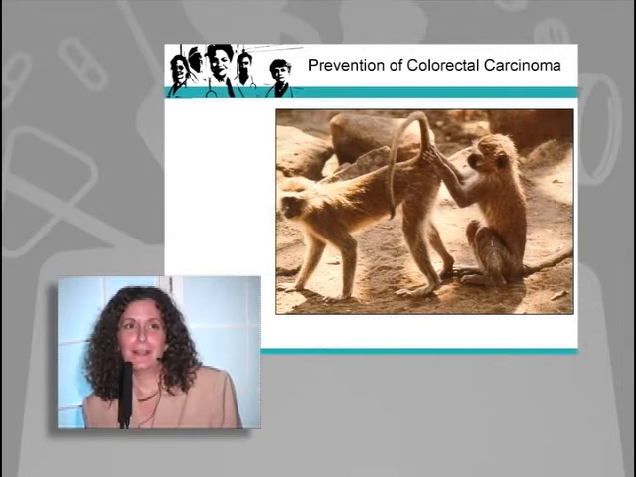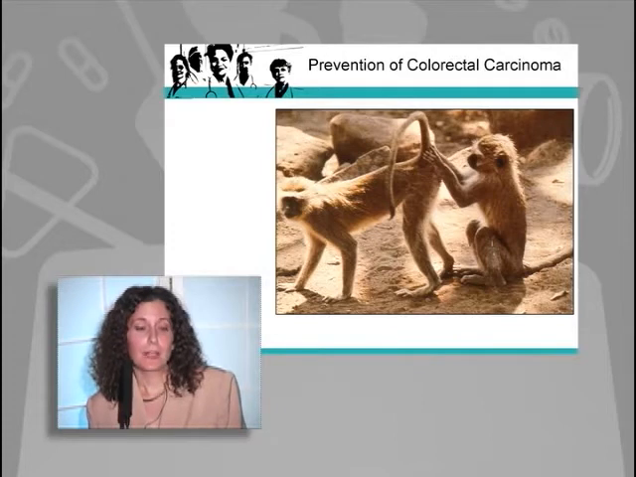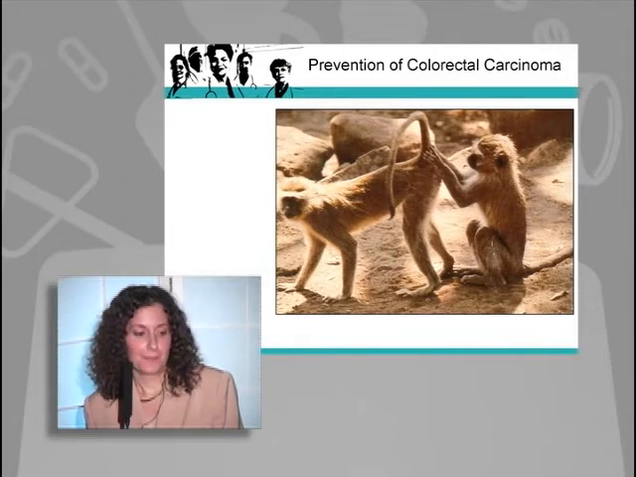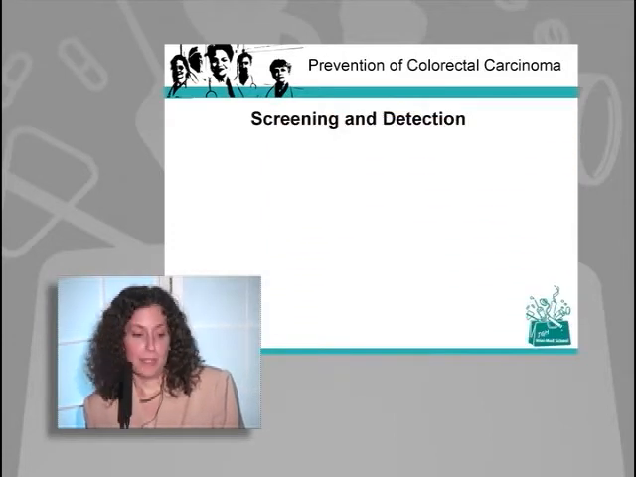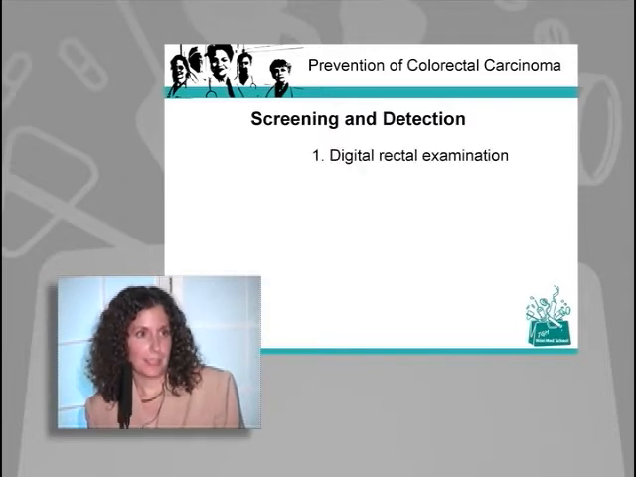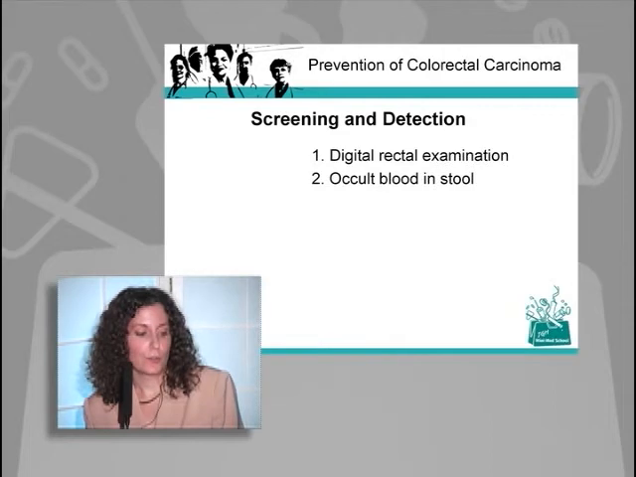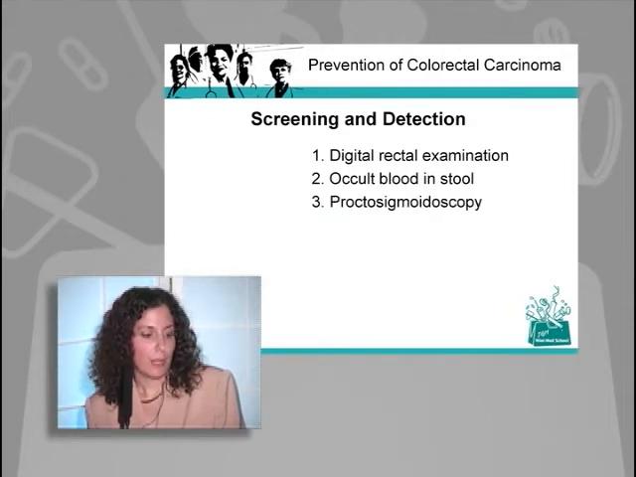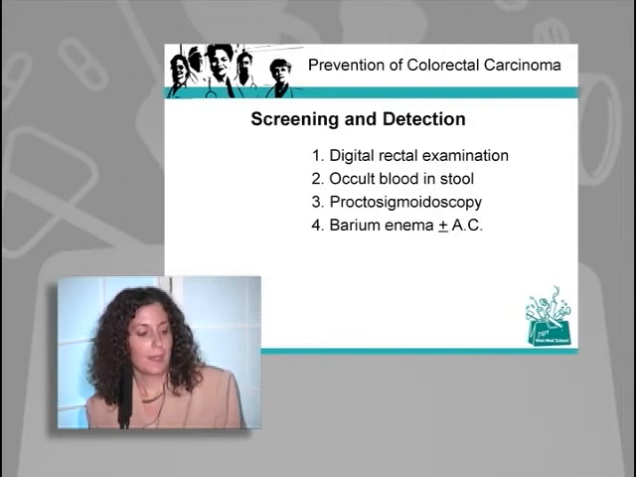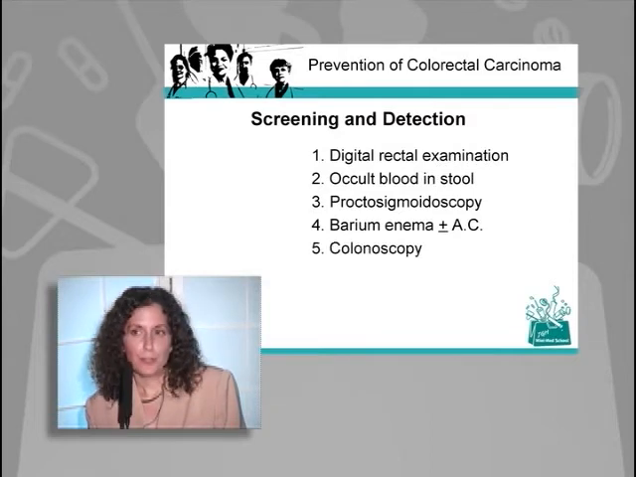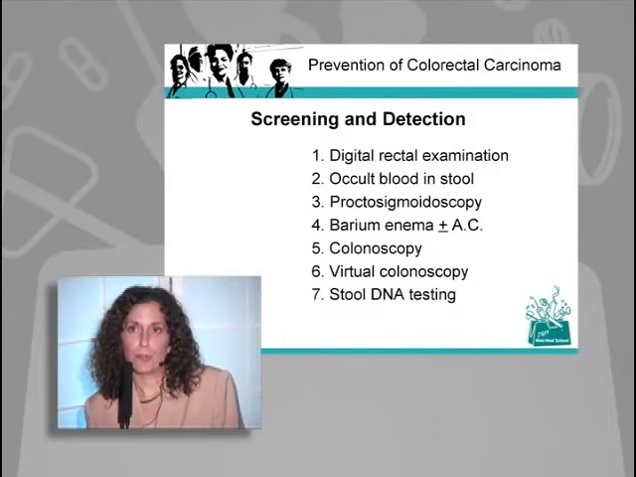So despite all of this primary prevention, you still need to be screened. So that means you need to be examined. What do we mean by examinations and screening tests? Well, digital rectal exam is a first step. We also talk about looking for occult blood in the stool, examination with a proctoscope or a sigmoidoscope, as well as barium enema, colonoscopy, virtual colonoscopy, and stool DNA testing, and we'll go through each one of these.